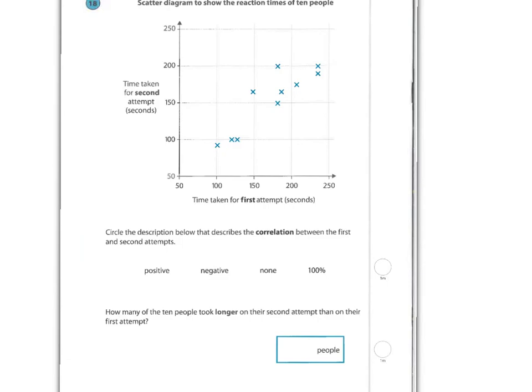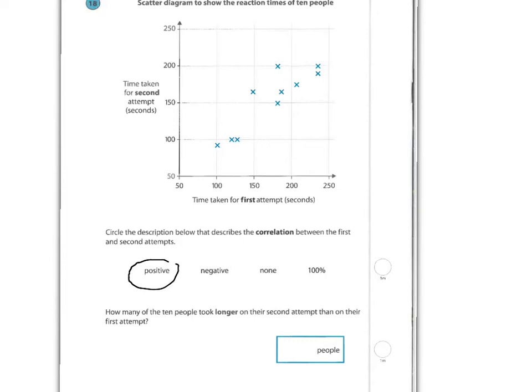Question 18. This is a scatter diagram to show the reaction times of 10 people. Circle the description below that describes the correlation between the first and second attempts. Well, generally these crosses slope upwards, so this is best known as a positive correlation. The second question says, how many of the 10 people took longer on their second attempt than their first attempt?